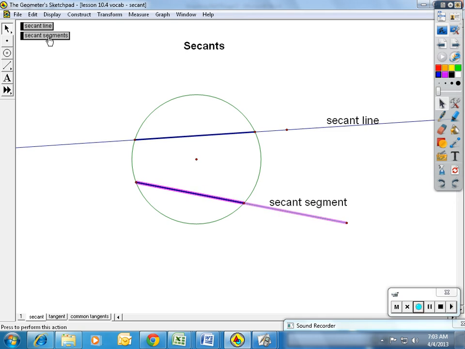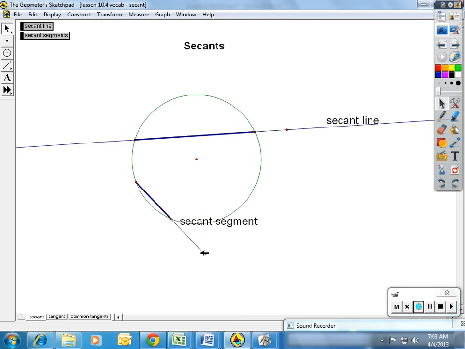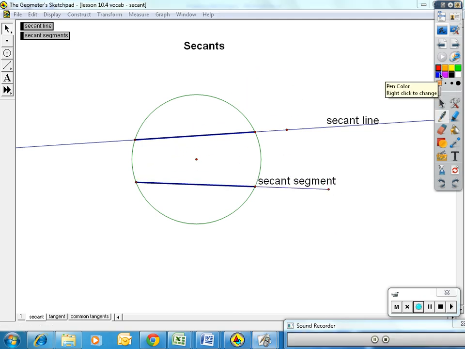A secant segment is this. You can see it's a segment. It's not a line, but it still intersects the circle and contains a chord. This is not a secant segment right here. It's got to be containing a chord of the circle. So this is a secant segment. And then we have different parts of the secant segment. This is the exterior part of the secant segment. Well, it's outside, and this would be the interior. Okay? So that's secants.